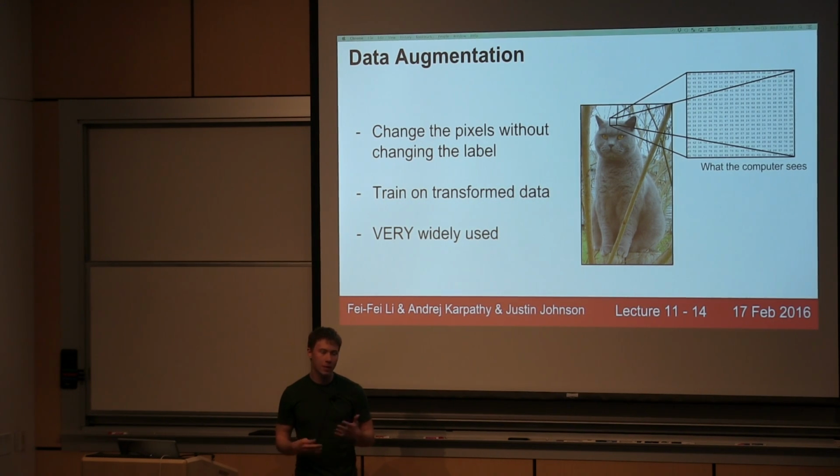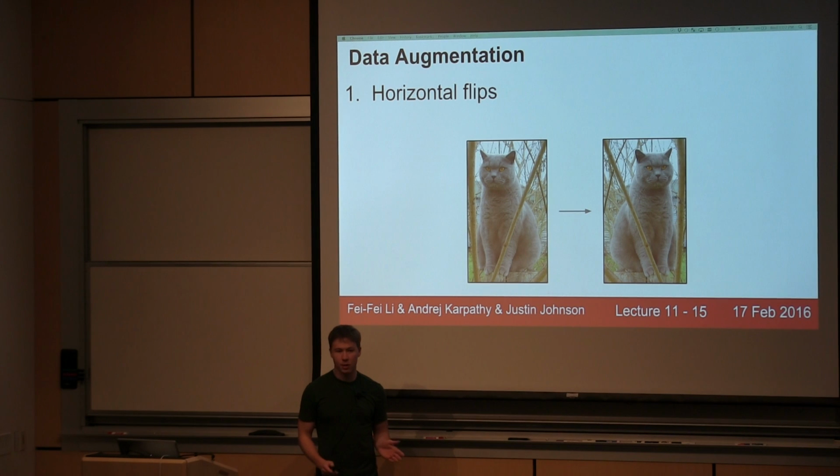So when you talk about data augmentation, you can imagine that you're expanding your training set. These new fake training examples will be correlated, but it'll still help you train bigger models with less overfitting. And this is very, very widely used in practice. Pretty much any CNN you see that's winning competitions or doing well on benchmarks is using some form of data augmentation. So the easiest form of data augmentation is horizontal flipping.